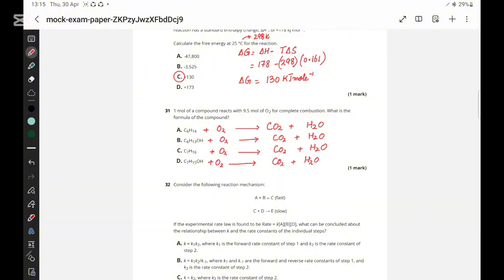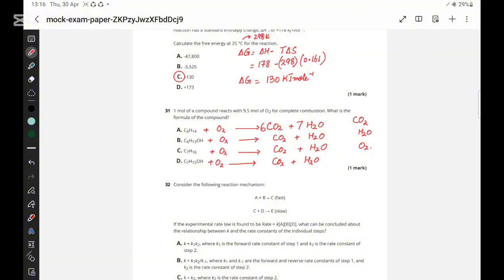So now we have to balance it. There is a rule: first you are going to balance carbon dioxide, then water, and then oxygen. So first, balance carbon dioxide. How many carbons are there? 6. So we need to put 6 here. And how many hydrogens are there? 14. So I have to put 7 here.